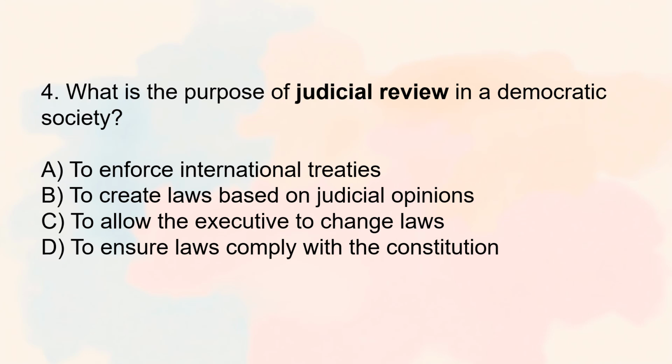Number four, what is the purpose of judicial review in a democratic society? Letter A, to enforce international treaties. Letter B, to create laws based on judicial opinions. Letter C, to allow the executive to change laws. Or letter D, to ensure laws comply with the Constitution.